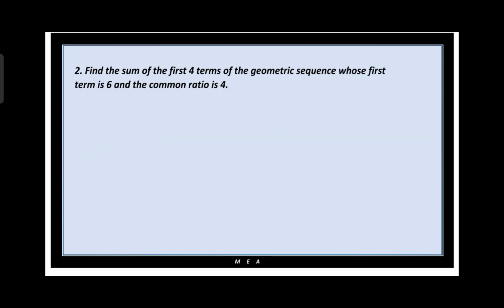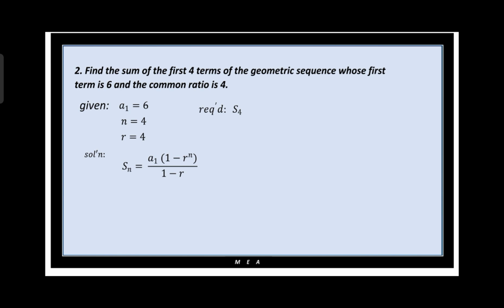Find the sum of the first 4 terms of the geometric sequence whose first term is 6 and yung common ratio is 4. Writing down the given, meron tayong a sub 1 and tsaka yung n. Ang a sub 1 natin ay 6. Tapos yung n natin ay 4. And then yung r, yung common ratio ay 4 din. We are required here to find the sum of the first 4 terms.